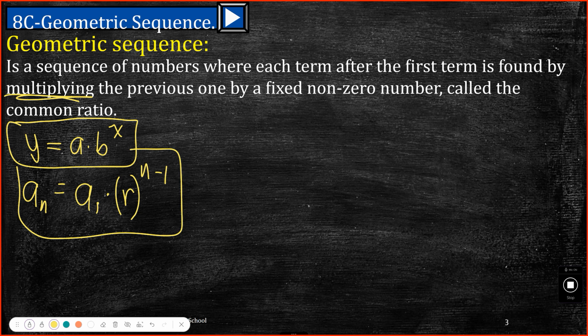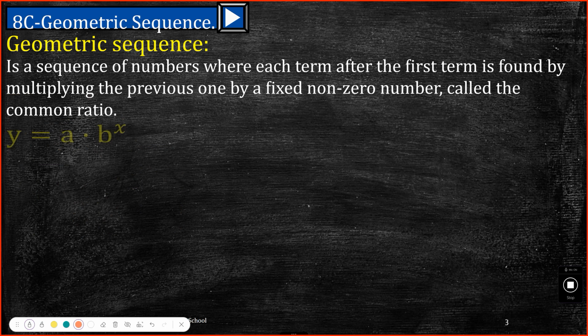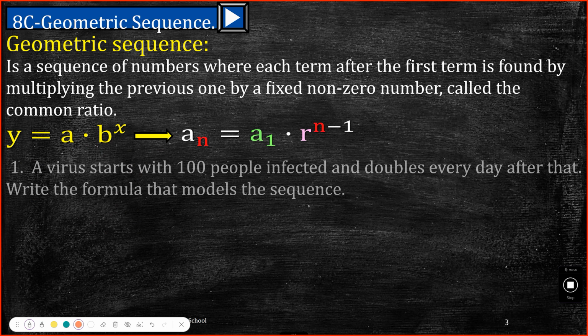And now that we do have the formula, we just got to plug in numbers for them. You will need to definitely know A1. What is A1? And you need to know what the r is. So a sub n equals a sub 1 times r to the power n minus 1.